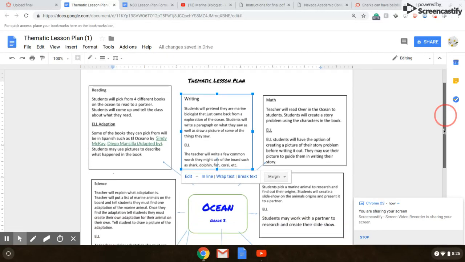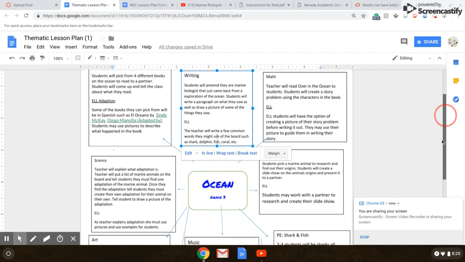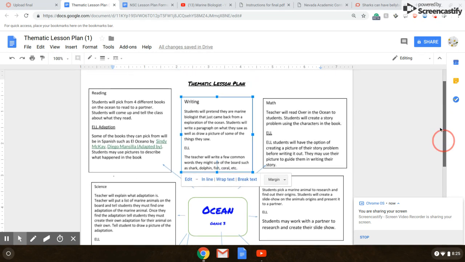I did my lesson on the ocean. More specifically, I did my lesson on marine biology, marine animals. So I decided to do my specific lesson on this writing right here.